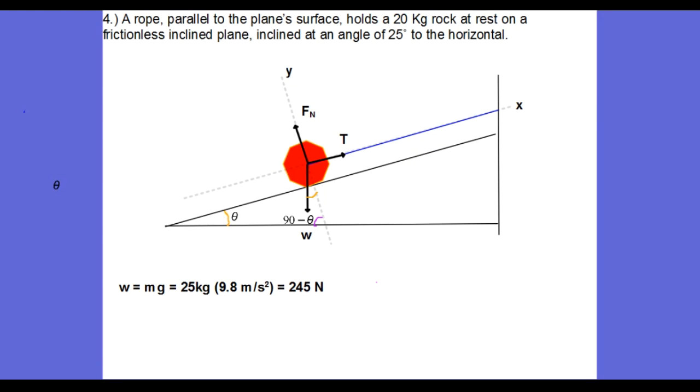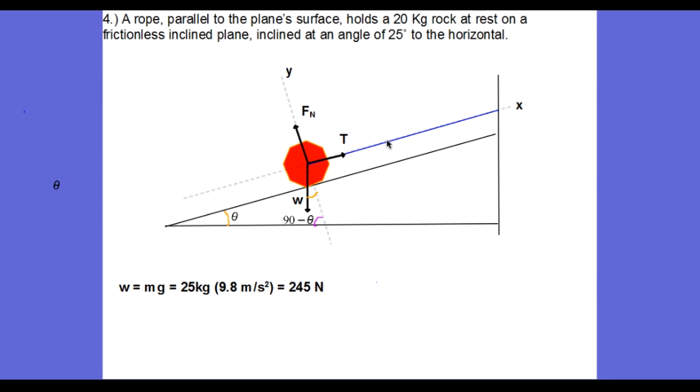Here's an example where our surface is tilted. It's on an inclined plane, and the angle, which I've labeled here with theta, is 25 degrees. The rope is this blue line that I've drawn here holding the rock in place. The rock has weight, so that's always straight down. Even though the incline is a ramp, the weight is always straight down.